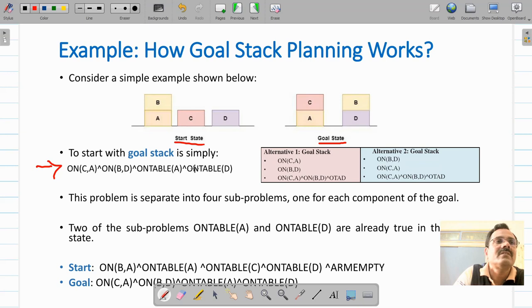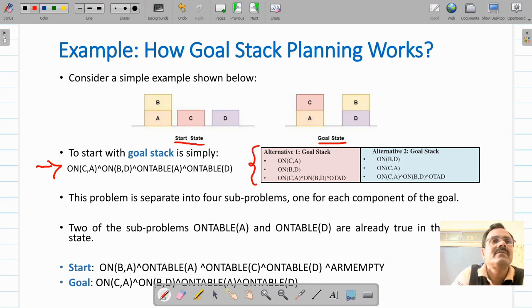These are the predicates that we have already defined in our problem domain. In STRIPS we have represented them in that way. The same representation we are going to use to understand goal stack planning. Now this is the goal that we have to achieve. So what we are going to do is put this goal on the stack. So your goal stack will look like this.